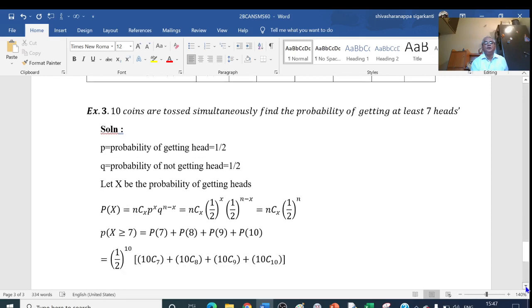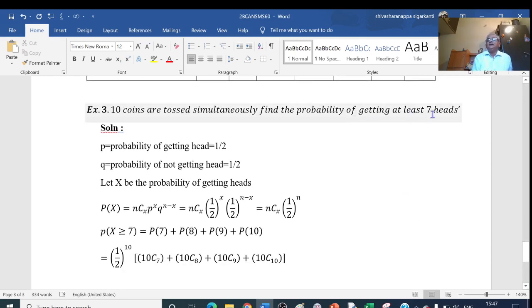So here we have to find the probability of getting at least 7 heads, means P of x greater than or equal to 7. See, here we are performing 10 events, 10 trials. What are the possibilities here? We may get no heads. We may get only 1 head, 2 heads, 3 heads, 4 heads, 5 heads, 6, 7, 8, 9. And if I get all the heads, means x can take the values from 0 to 10. I have to find P of x greater than or equal to 7, means P of 7 plus P of 8 plus P of 9 plus P of 10.